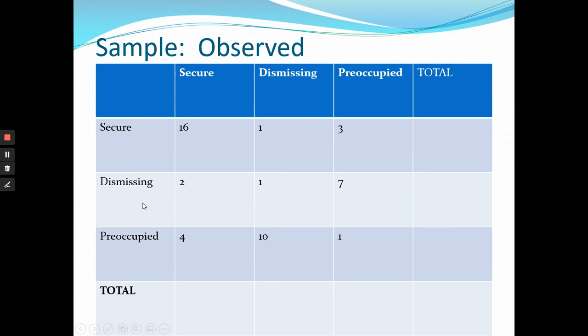So one partner, which category are you in? And then the other partner in the columns, what category are they in? So pause and analyze these data using the previous problem as an example.